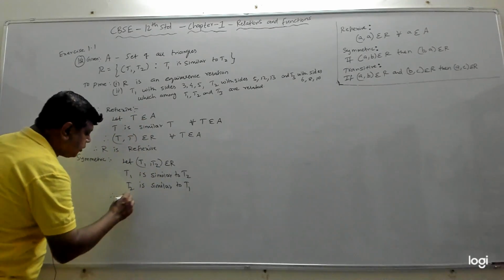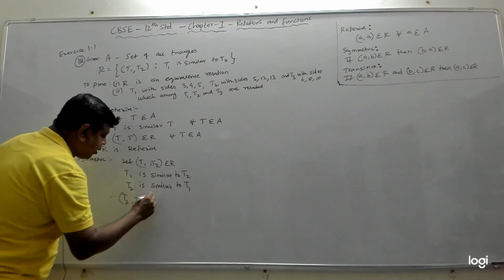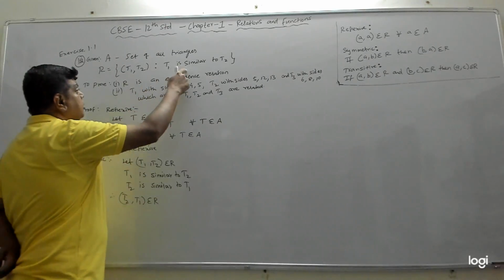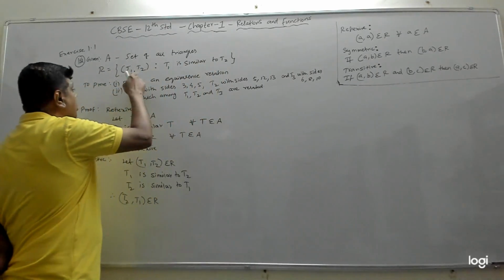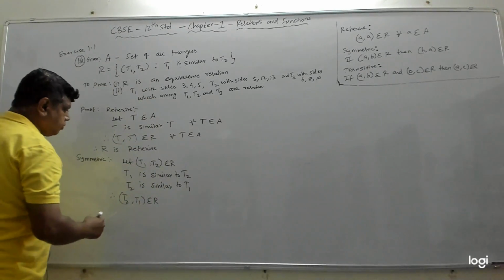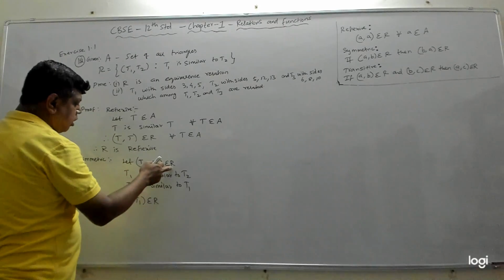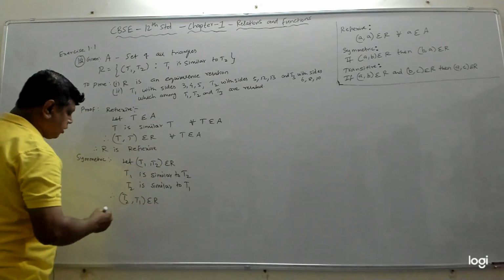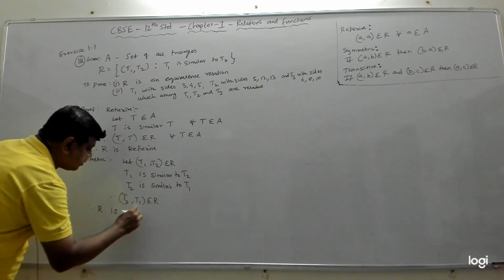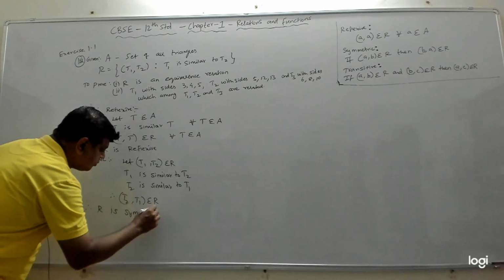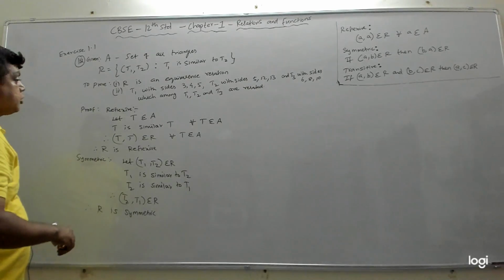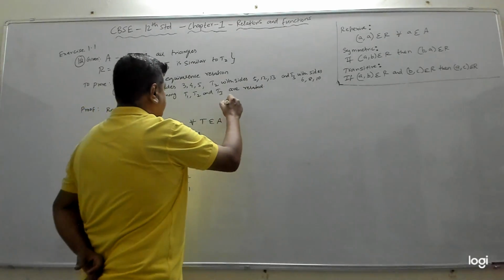Therefore, we can say (T2, T1) will belong to R, because T2 is similar to T1 means (T2, T1) will belong to R. So we have proved that when (T1, T2) belongs to R, then (T2, T1) belongs to R. Therefore R is symmetric.